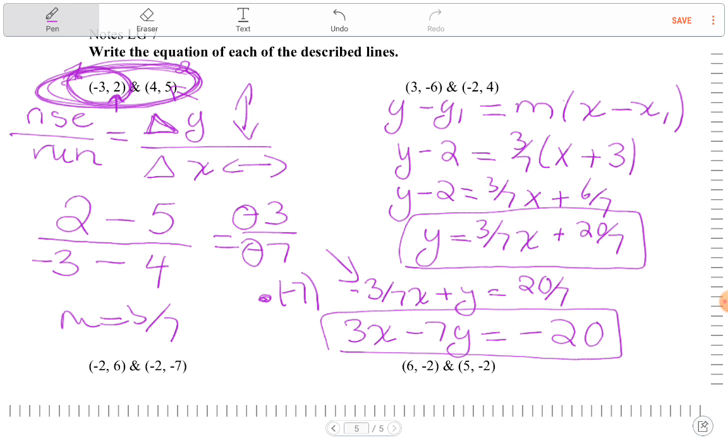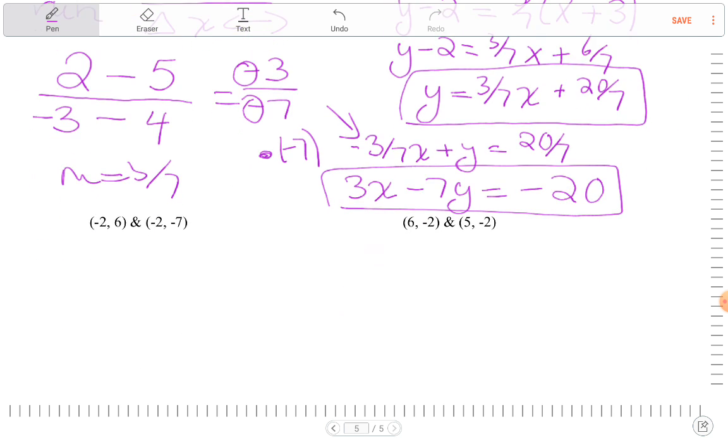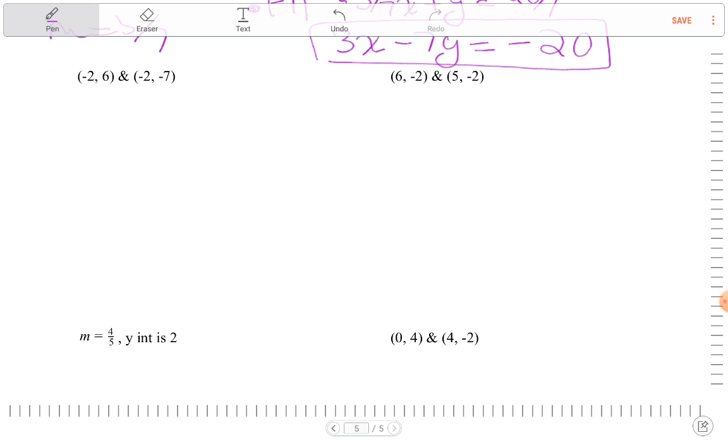And here's your equation in standard form. Okay, let's do a few more. Again, let's actually take the second point first to prove that either way will work. So I'm going to write my second y minus my first y over my second x minus my first x. And let's see what it's going to turn out.